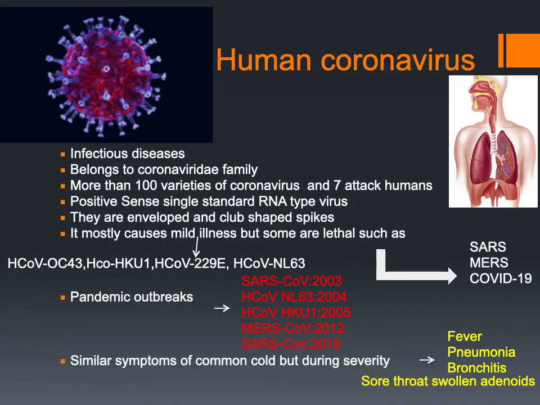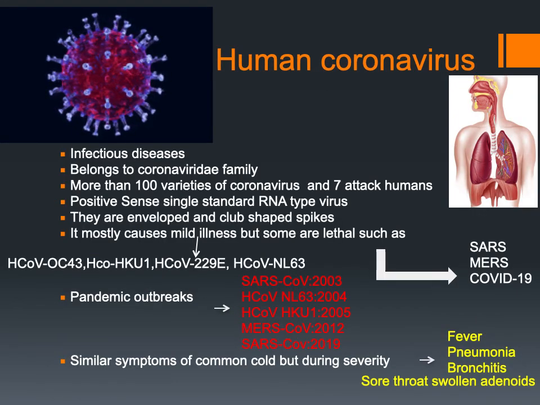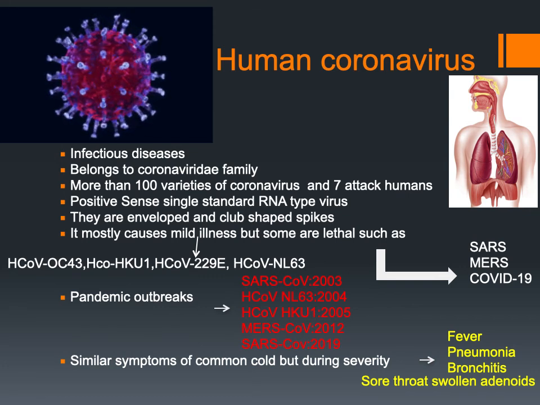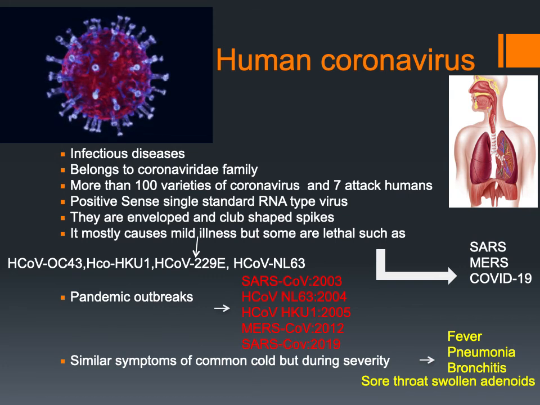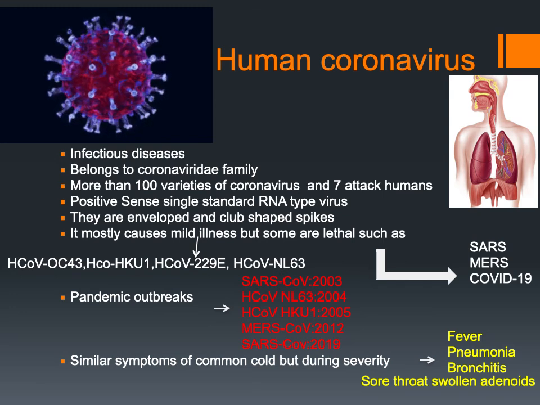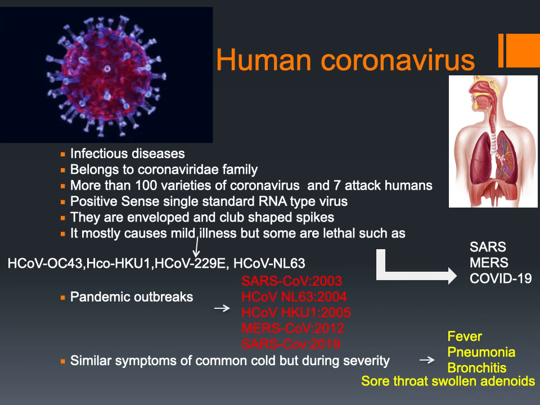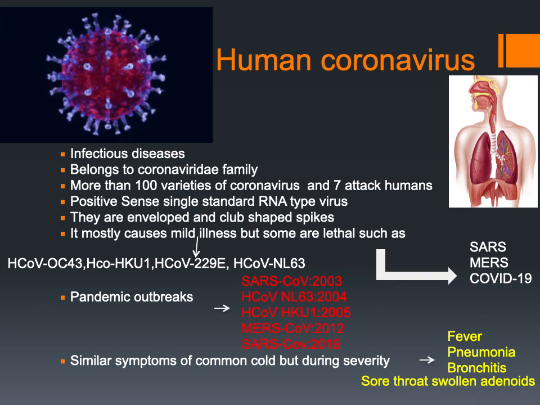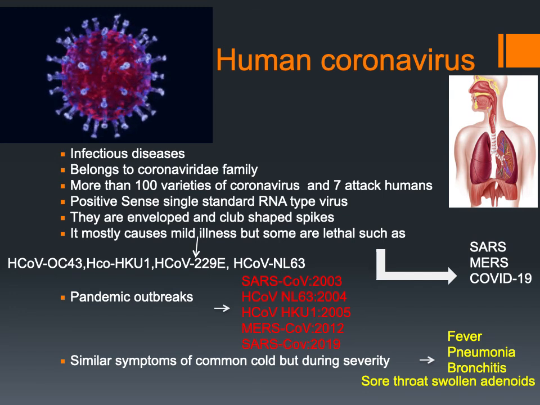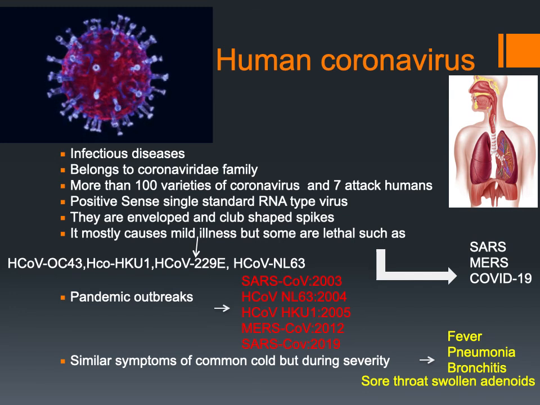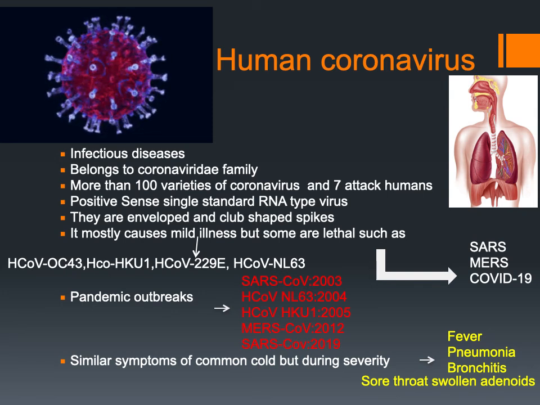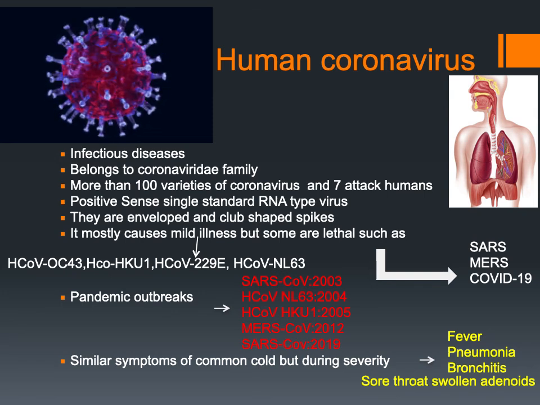Next, we are going to see the human coronavirus. It is almost similar to the rhinovirus, but there are some unique features for the corona also. It is also a viral infectious disease. It belongs to the coronavirus family, and there are almost 100 different types of coronaviruses, of which only 7 commonly affect humans. This is also an RNA virus, single stranded RNA, with positive sense.